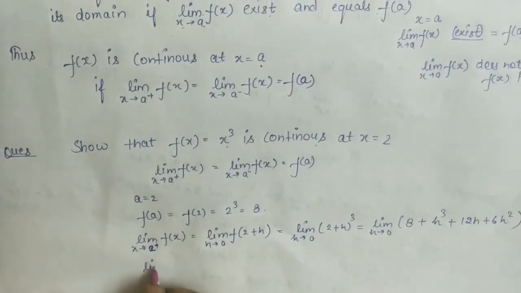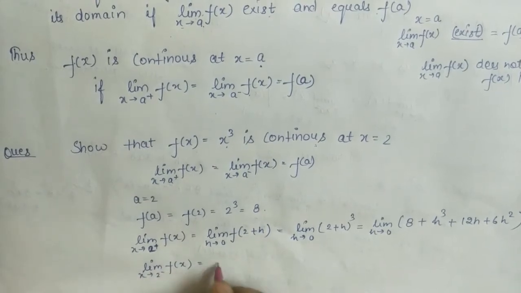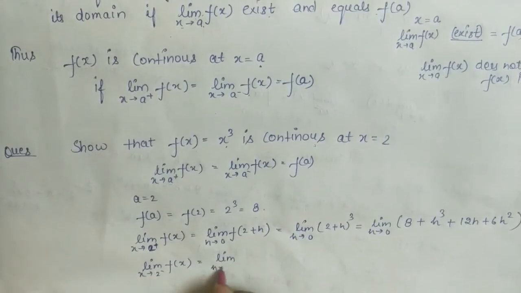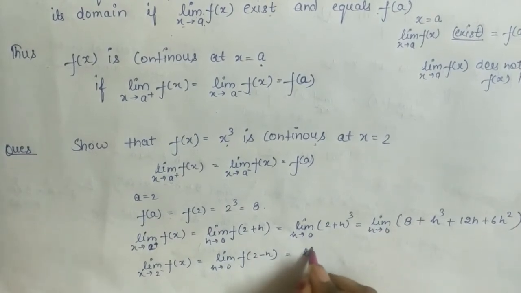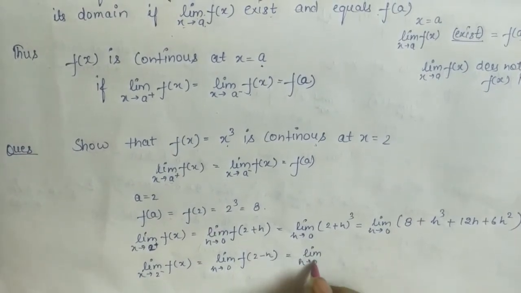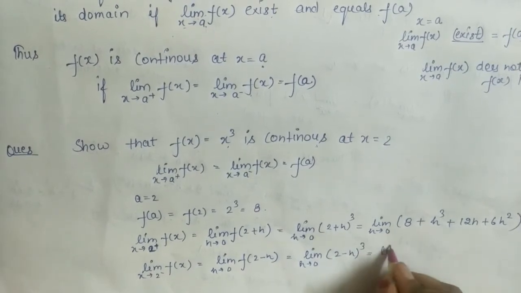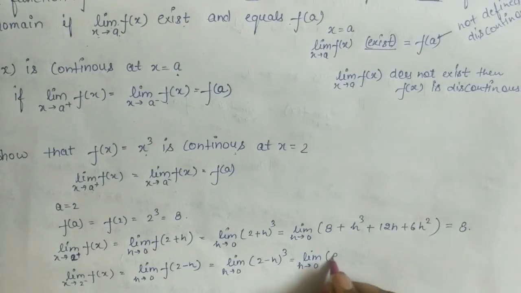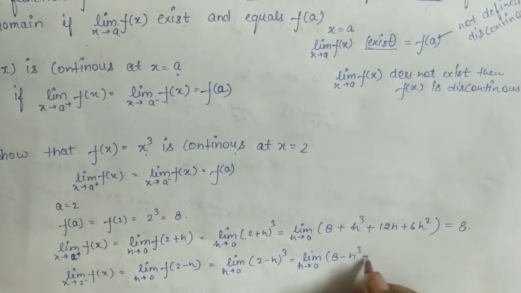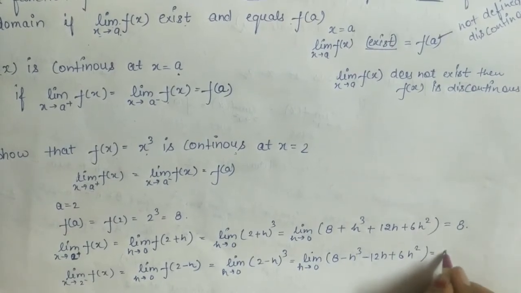Left hand limit: h tends to 0, f(2 minus h) equals limit h tends to 0, (2 minus h) cube equals limit h tends to 0, 8 minus h cube minus 12h plus 6h square, which is equal to 8.